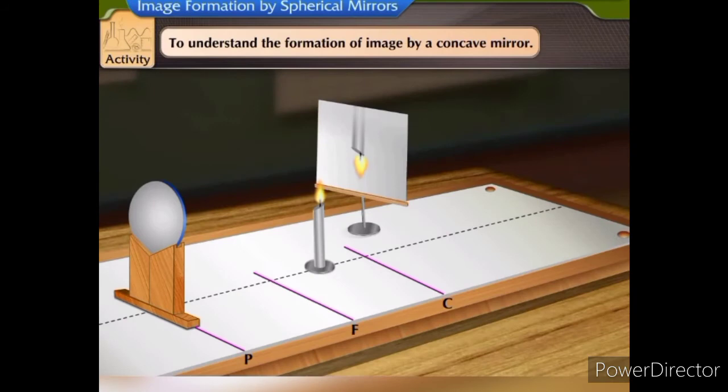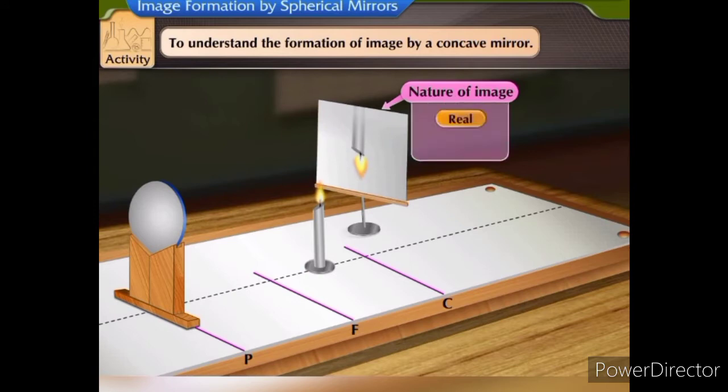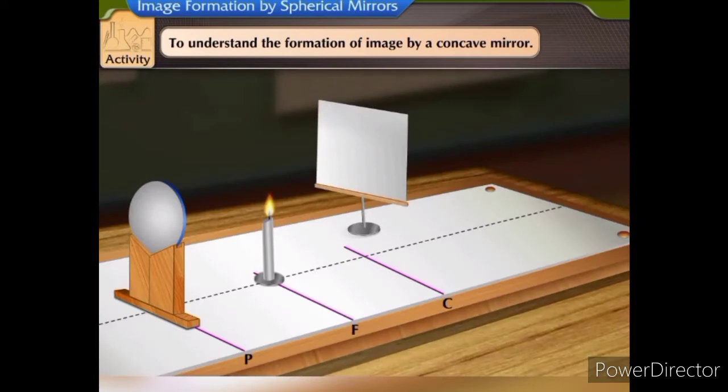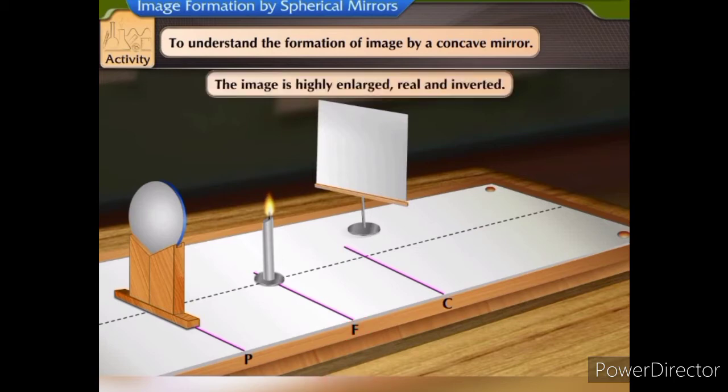When the candle is placed between focus F and center of curvature C, the image is formed beyond center of curvature. Image is bigger than the object, and the nature of the image is real and inverted. When the candle is placed at the focus F, the image is formed at infinity. Image is highly enlarged, and the nature of the image is real and inverted.